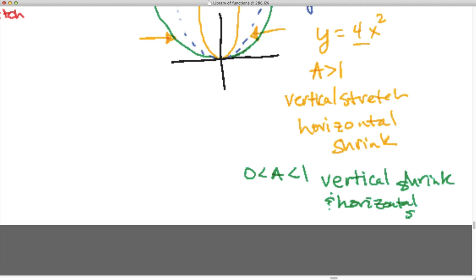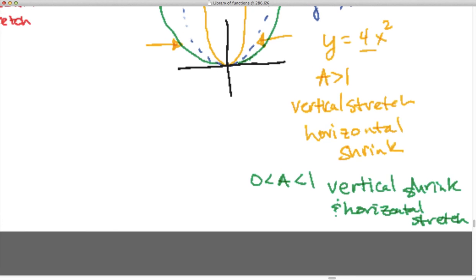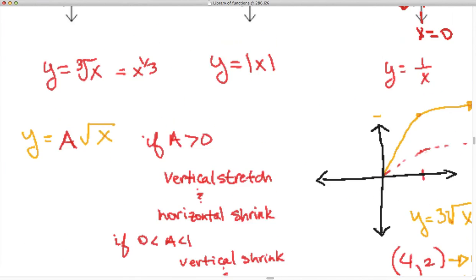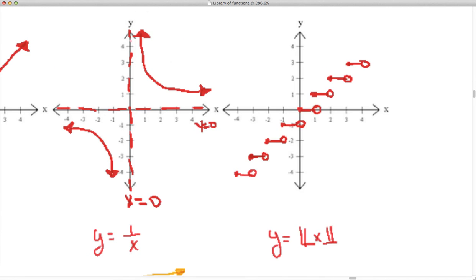Okay, so memorize those graphs, practice your transformation rules. On the test, you're not going to see just one of these applied at a time. You're going to see all of them applied at the same time. So be able to go from a base function to a more complex version of that base function.